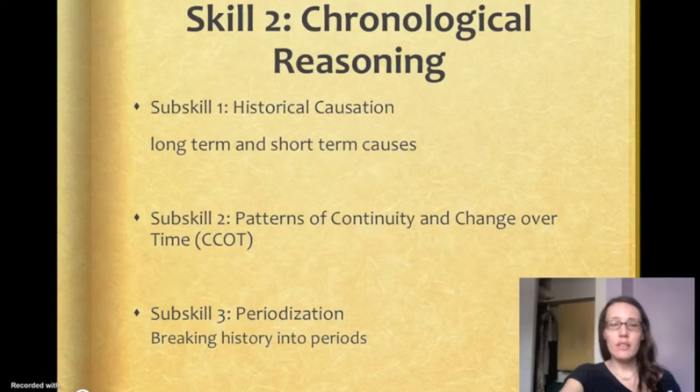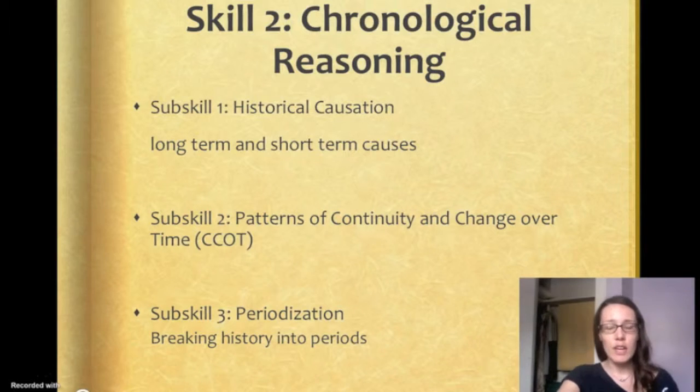Okay, the next skill is chronological reasoning, okay? And there are 3 sub-skills that are associated with that. The first one is historical causation. So again, let's use the Civil War as an example. You probably have enough background knowledge about the Civil War to know that there is a variety of causes that led to it, right? You can be very simple and say that it was the debate over slavery, but then you can go into much more analytical detail by explaining also that there is growing sectionalism, right?